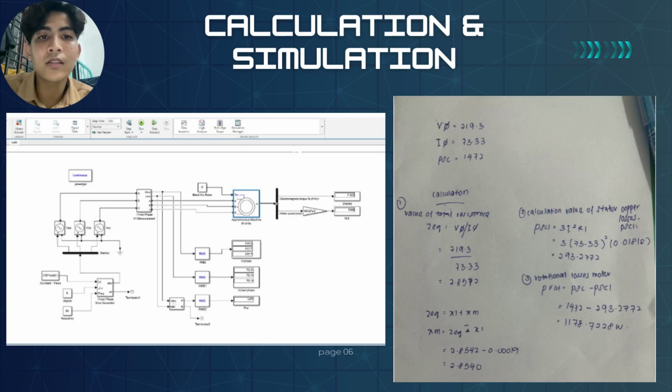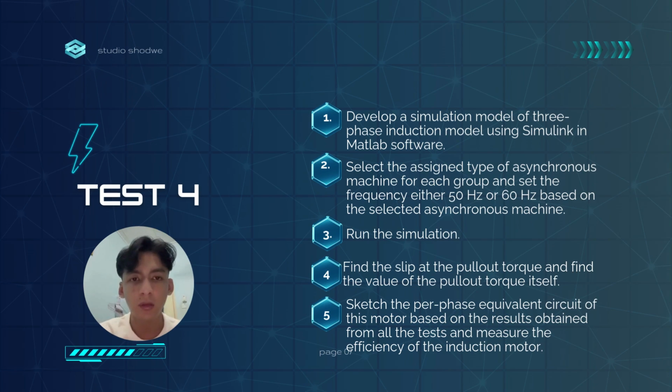Last, rotational losses. Rotational losses, including friction and core losses, are found by subtracting stator copper losses from the total power consumed. This gives P rot equal to 1472 minus 293.78 equal to 1178.22 watt.